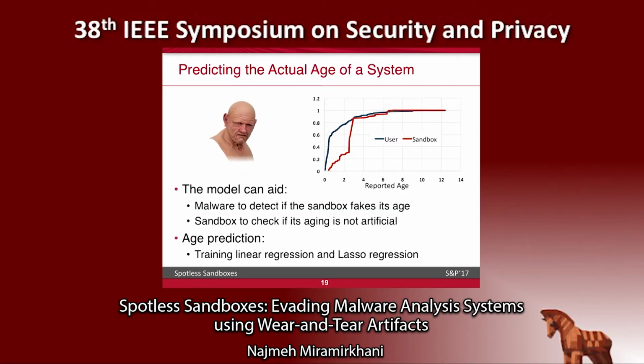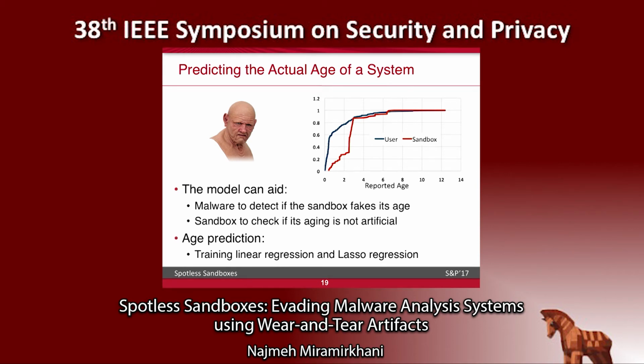So if you look at this CDF, which shows the claim age of a real user and a sandbox, we see that the claim age of the sandboxes is usually more than the claim age of the users. So the question is, is it really because these systems have been created a long time ago and have been actively in use over time, or are they just faking their ages and trying to report an unrealistic age?